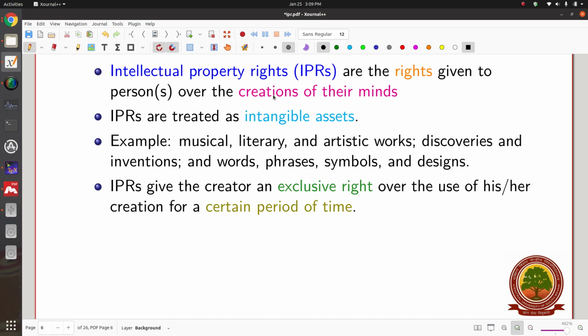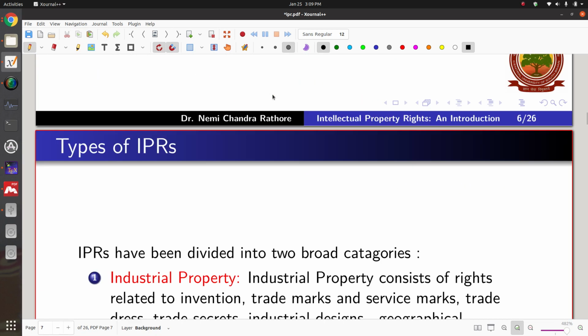But copyrights are always given for a certain period of time. You should remember this fact also. We will talk about that. There is a prescribed duration, but copyrights are not given for infinite time. That is also in the interest of society, and it is required that copyright should not be given for an infinite amount of time. We will discuss this point a little later.